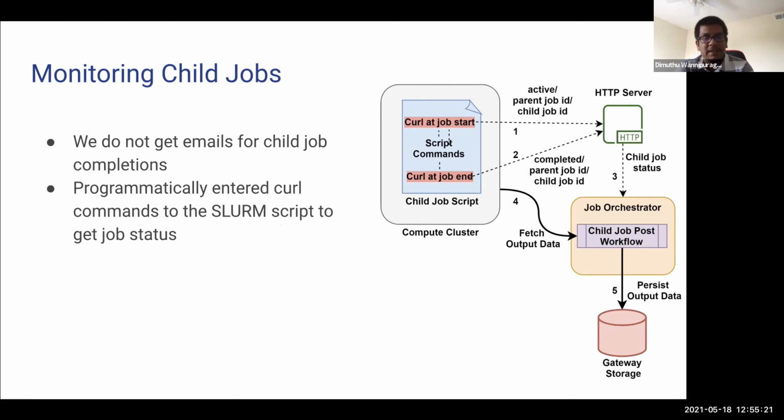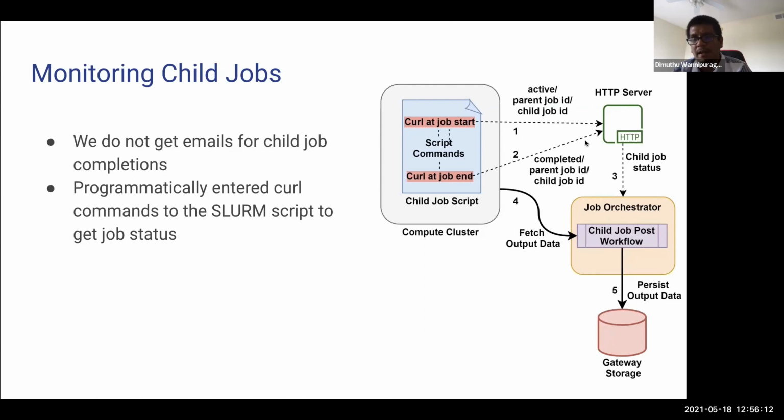But the challenge then was how to monitor those subjobs, because the scheduler doesn't give a notification for the completion of those subjobs. It only gives a notification when the main job completes. To address that, we had to come up with a way to get the notification. The approach was to programmatically inject curl commands at the top and the bottom of the script, so that when the job is executed, those curl commands are also executed. The top curl command has the annotation of the job status, the parent job ID, and the child job ID.